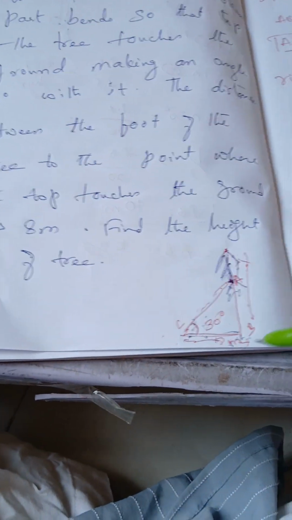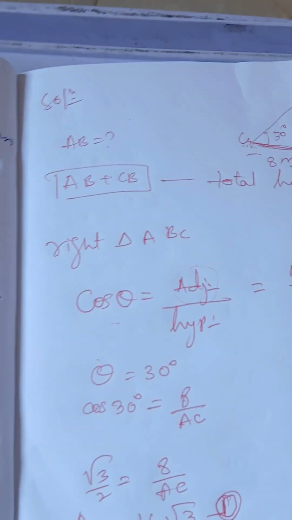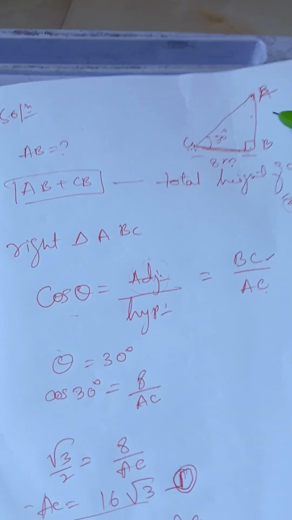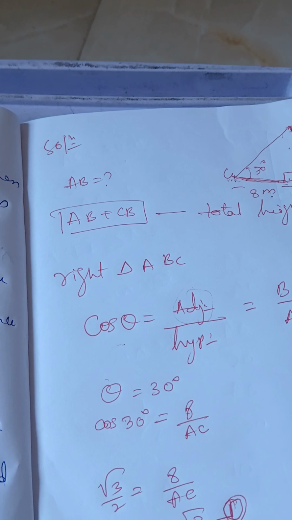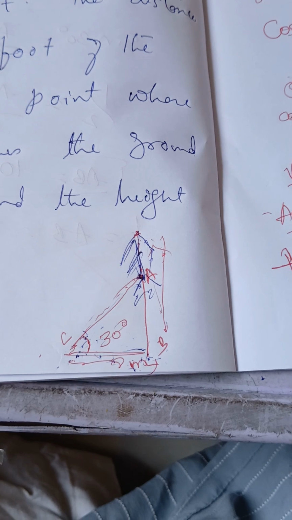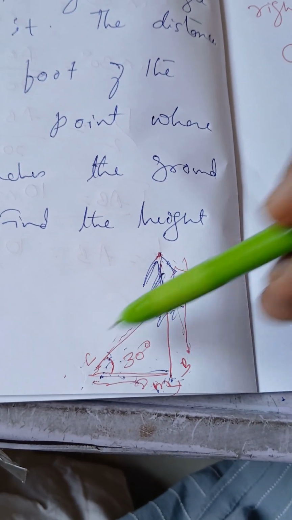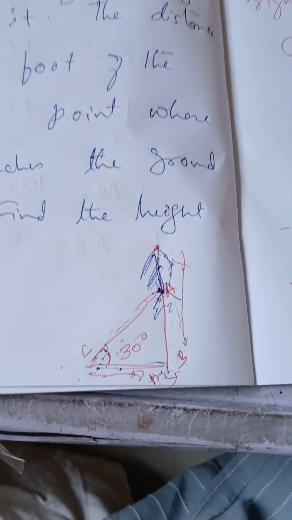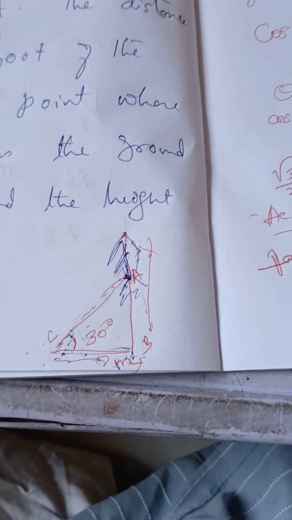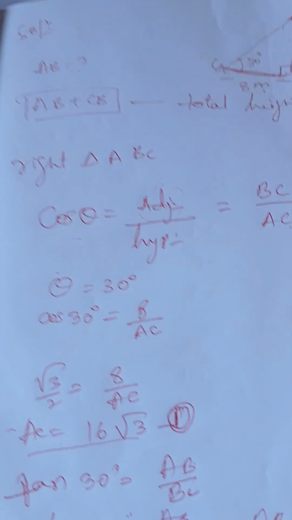Find the height of the tree. We have to find out the height of the tree. So basically we want to find out the height, that is AB, of the tree. But the total height of the tree includes the broken part. The part which has been broken down and fallen due to the storm, that is AC, and AB. AB plus AC will give you the total height. The broken part and the part remaining on the tree together form the total height of the tree.